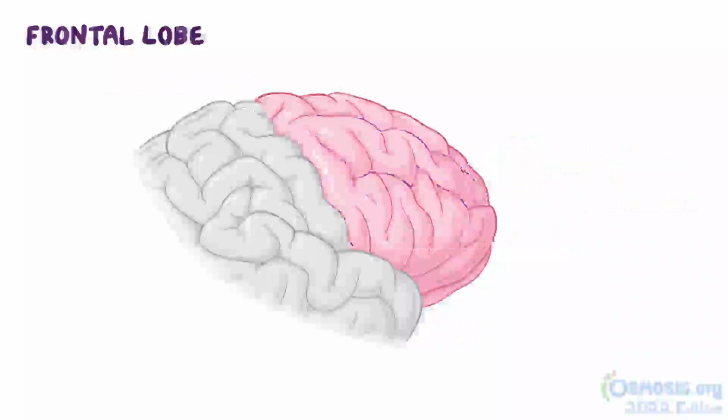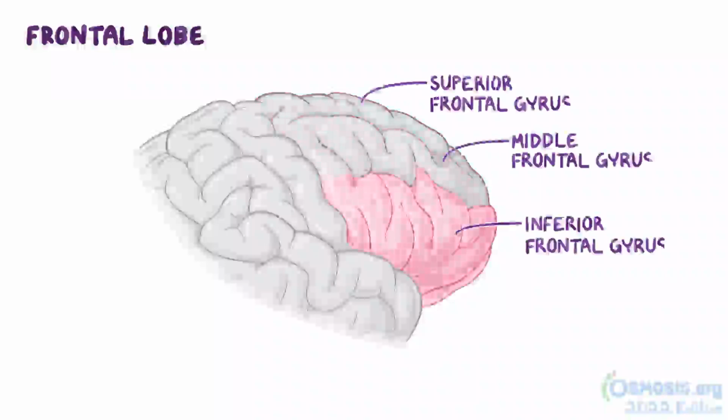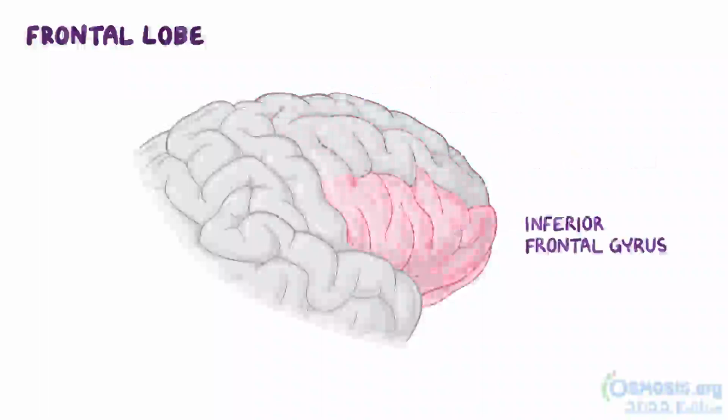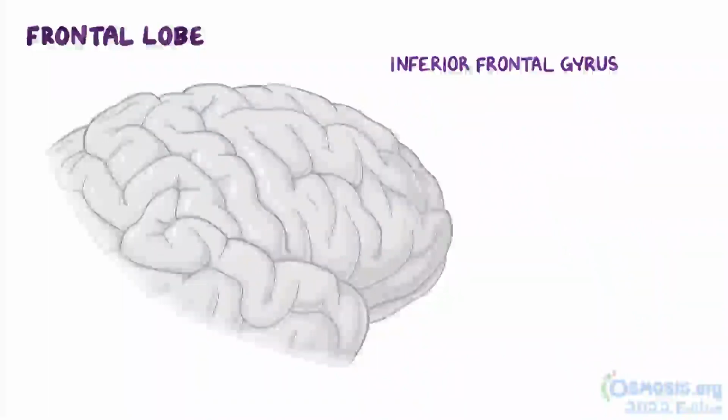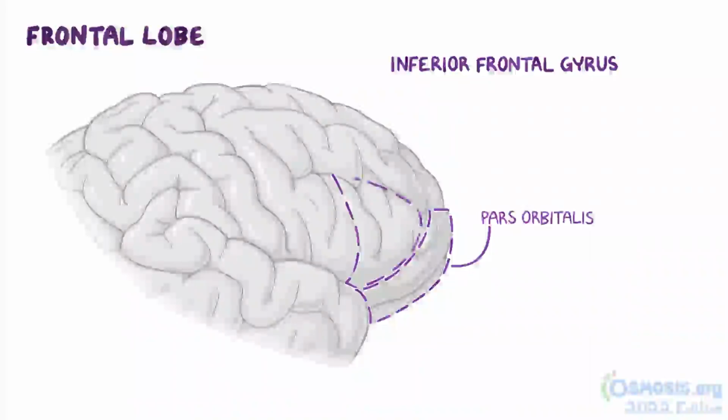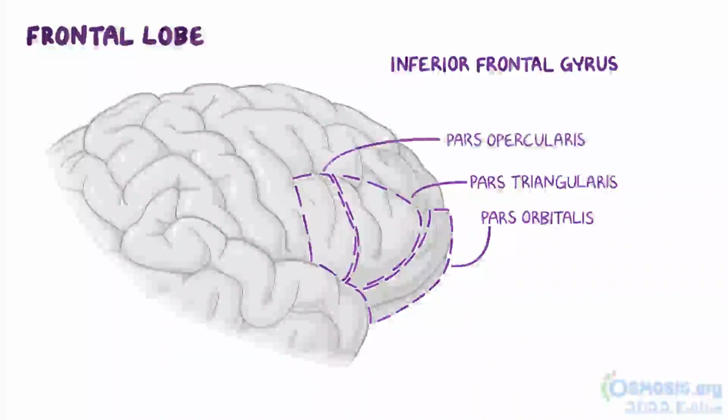These divide the rest of the frontal lobe into three gyri, and going from medial to lateral, these are the superior, middle, and inferior frontal gyri. The inferior frontal gyrus is divided into three parts by the branching rami of the lateral fissure. First, inferior to the anterior ramus, is the orbital part, or pars orbitalis. Then, between the anterior ramus and the ascending ramus, is a triangular part, or pars triangularis. And finally, posteriorly between the ascending ramus and the precentral sulcus is the opercular part, or pars opercularis.